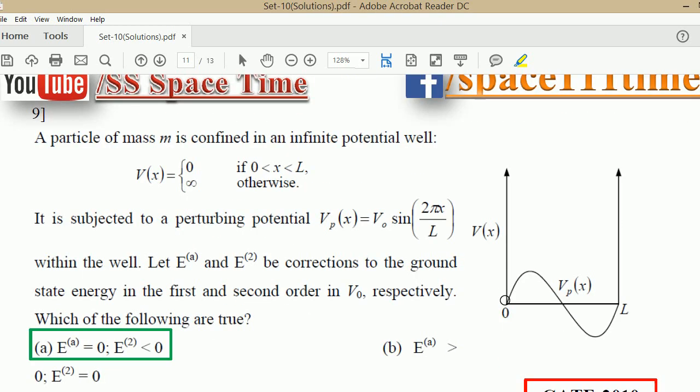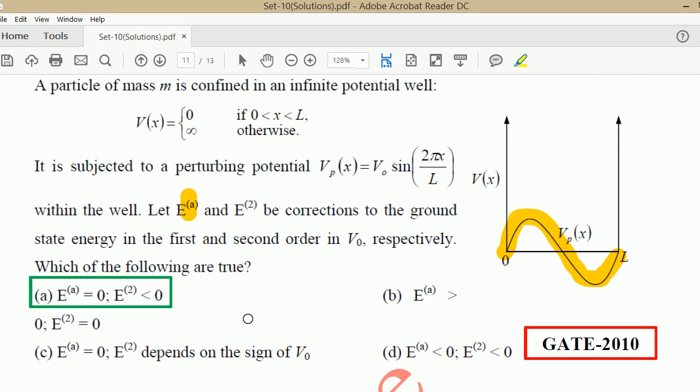Question number 9. A particle of mass m is confined in an infinite potential well V(x) = 0 for 0 < x < L and infinity otherwise. It is subject to a perturbing potential Vp(x) = V0 sin(2πx/L). So it's basically a sinusoidal type perturbation within the well. Let E1 and E2 be the corrections to the ground state energy in the first and second order in V0 respectively. Which of the following are true?